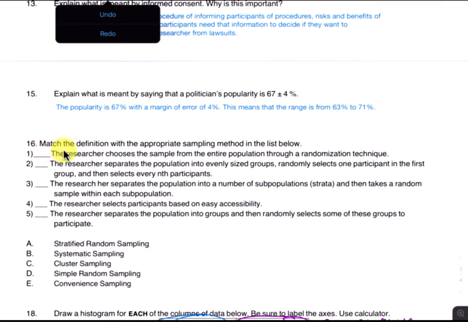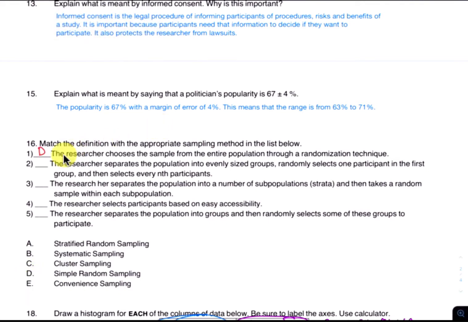All right, number 16, match the definition with the appropriate sampling method in the list below. Number 1, the researcher chooses the sample from the entire population through a randomized technique. That is going to be simple random sampling. So number 1 is D. Number 2, the researcher separates the population into evenly sized groups, randomly selects one participant in the first group, and then selects every nth participant. That's going to be systematic sampling. So that would be B for number 2.